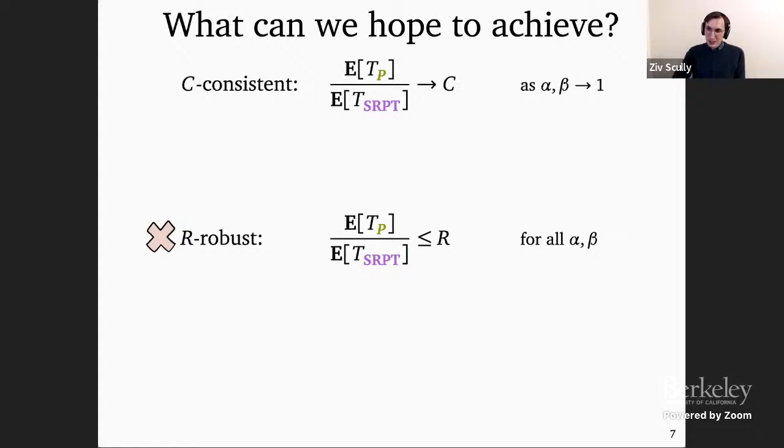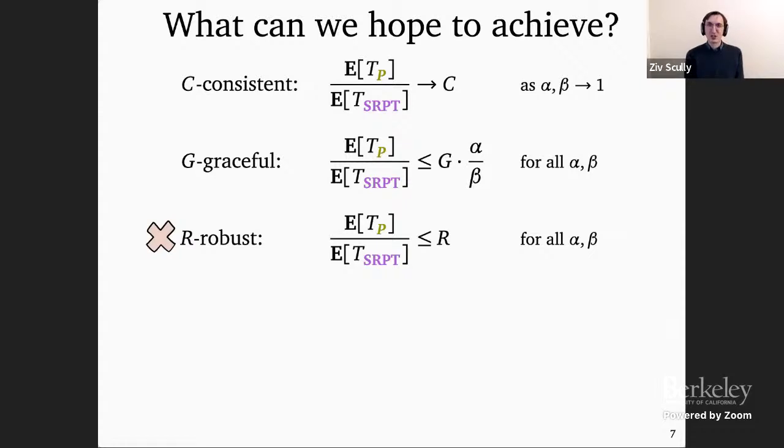Well, we can still hope for consistency, but what if alpha and beta are not super close to 1, but not super terrible either? What if we've got medium noise? We introduced a property which we call G-graceful degradation, or just G-graceful for short, where a policy's approximation ratio is bounded by some constant times a measure of the estimation error, which in our case is the ratio alpha over beta. That's the natural measure of estimation error.